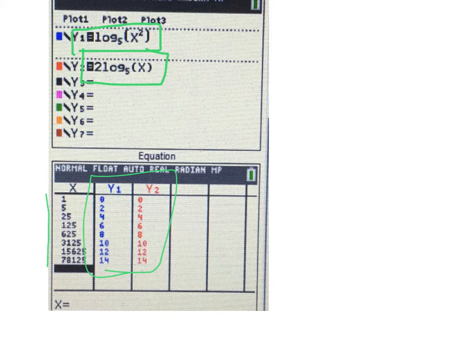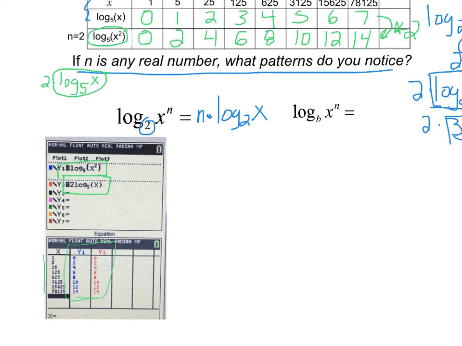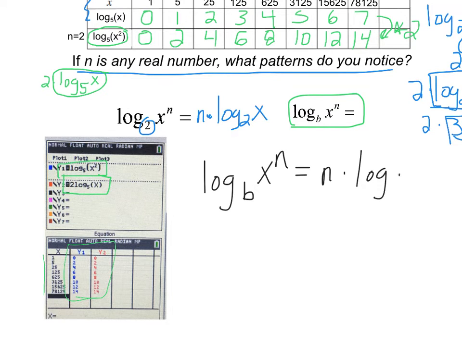The base can be 5, the base can be 2, the base can be e, and it really doesn't matter what the exponent is. So when we take this statement that we have over here, log base b of x to the n, that is equal to n times the log base b of x. Now this is what we call the power property of logs.